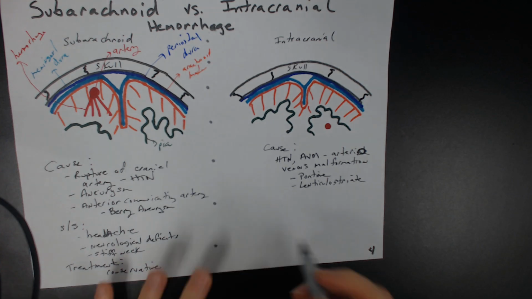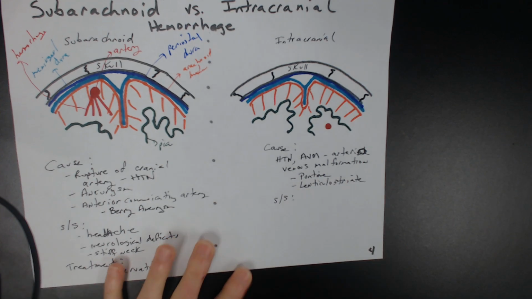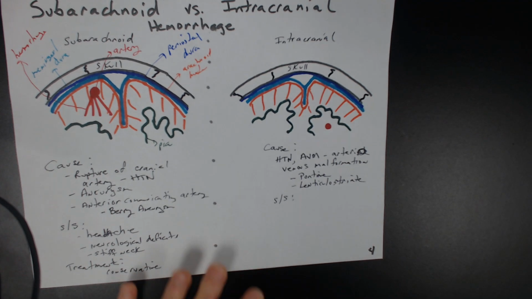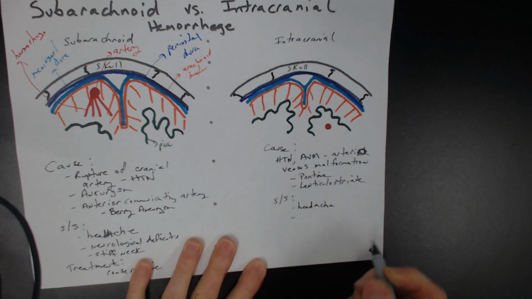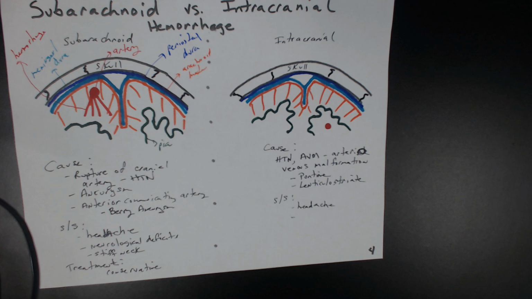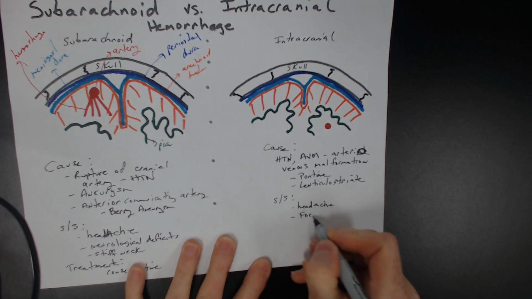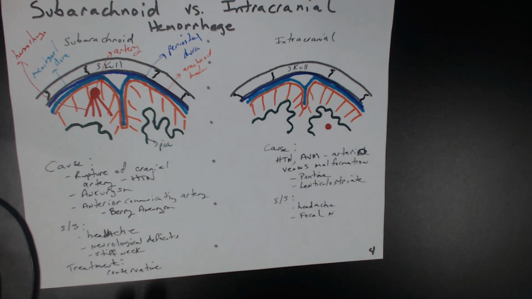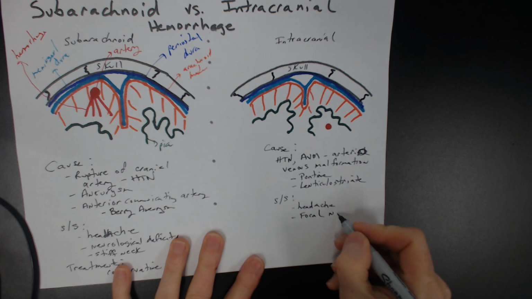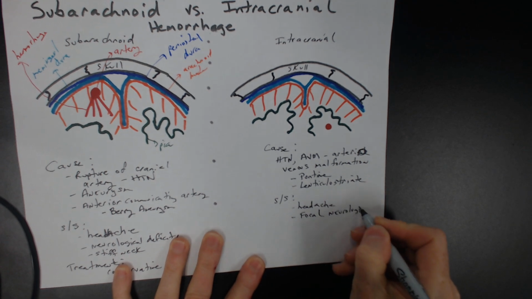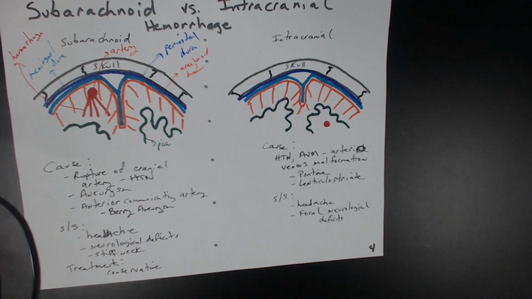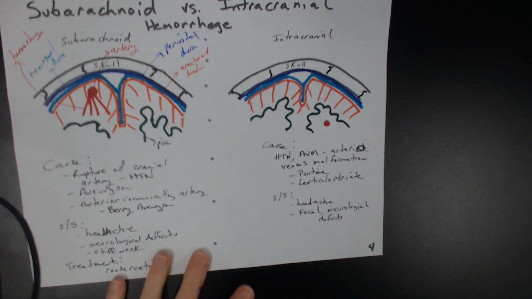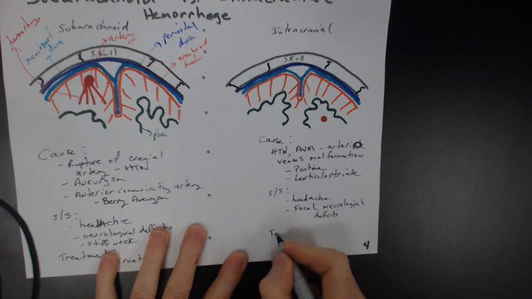So lenticulostriate are arteries that you might see in someone's chart in your future. And the signs and symptoms for an intracranial hemorrhage are going to be a headache. And in this case, instead of just any kind of gross neurological deficit, they're going to be very focal, in one particular place, because the bleed is going to be much smaller. Focal neurological deficits here. So just comparing and contrasting, both the subarachnoid and the intracranial hemorrhage, the treatment is going to be conservative.